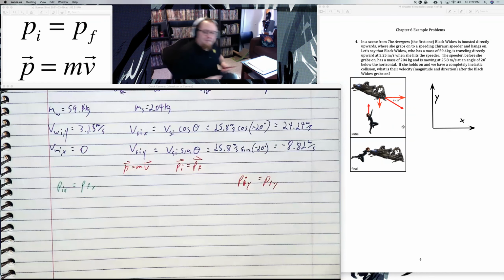So what I'm going to say is after the collision, the Black Widow and ship combination will be moving at some angle. Possibly down, possibly up. We're not quite sure which. It's probably going to be down. But I'm going to say its final velocity will have an x and a y component. I don't know what those are. I'm just going to call them Vx and Vy, but I'll solve for those terms, and when I know them, I can get magnitude and direction.